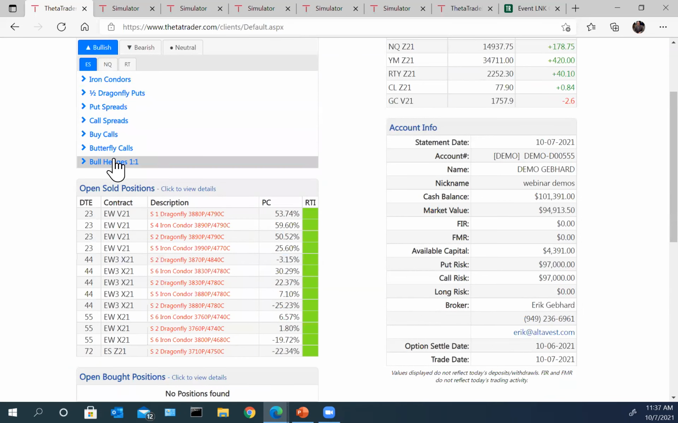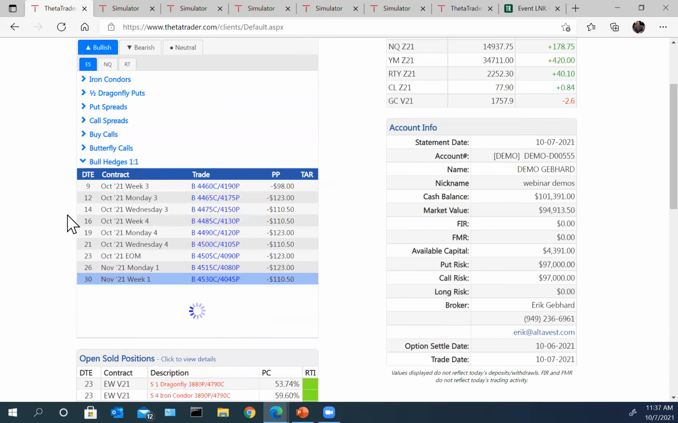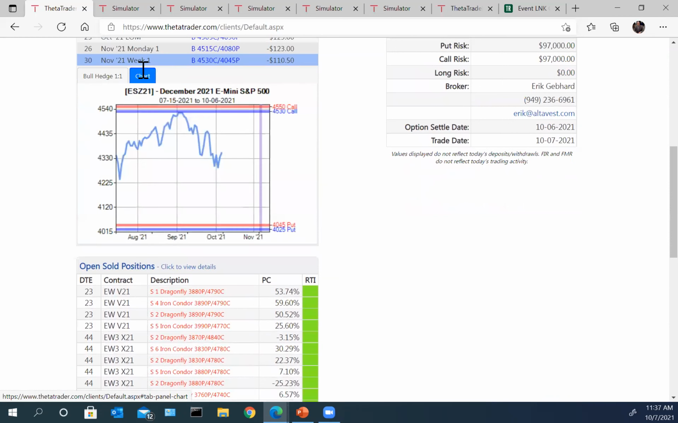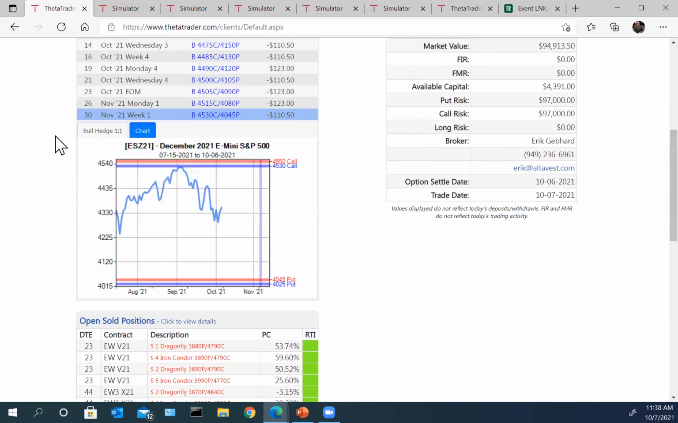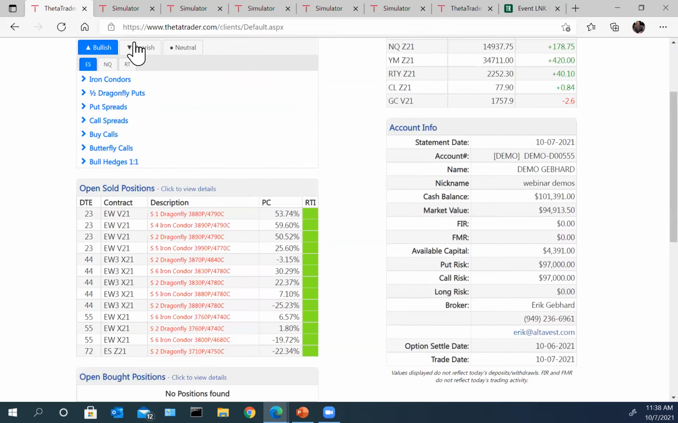Or you could do something we call a bull hedge, and let me show you what that is. You sell an out of the money put spread, and with the money you collect, you buy an out of the money call spread. And you can do that oftentimes for a credit, so it doesn't cost you anything at all. So we really like those bull hedges. And conversely, bear hedges work the same way.